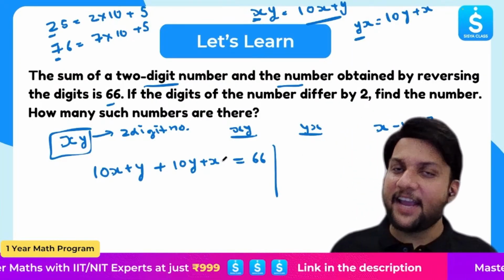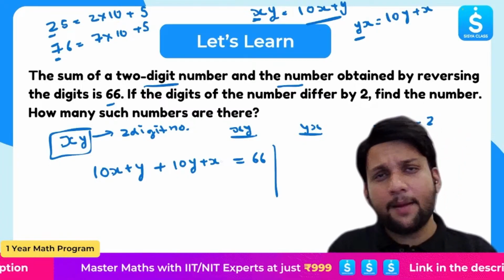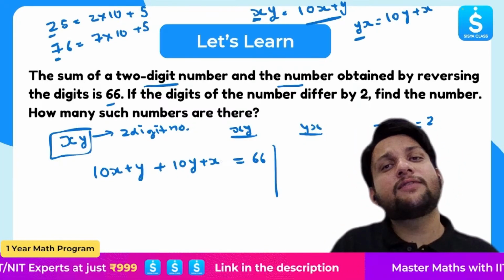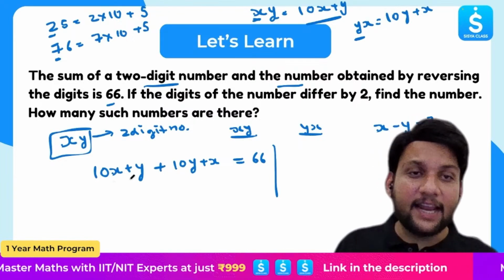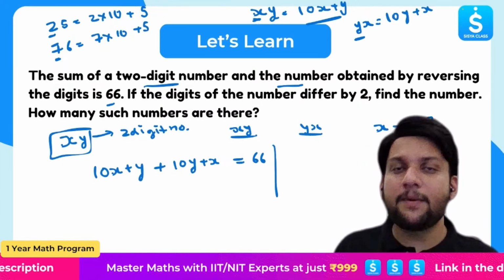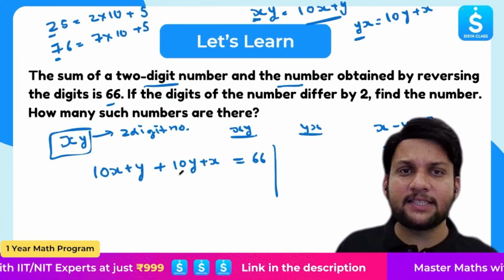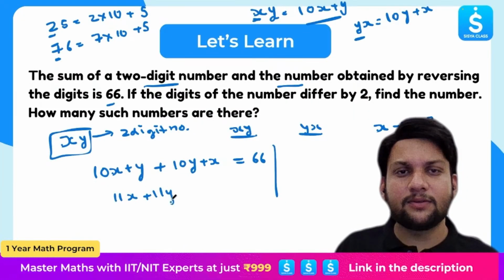Getting it? Again, if you are confused, I will tell you one more time. I have assumed my number as xy. What is the reverse of that number? yx. Now, what is the sum of the two numbers? So 10x plus y plus 10y plus x is 66, and the digits of the number differ by 2. So 10x plus x is 11x, y plus 10y is 11y, equal to 66.